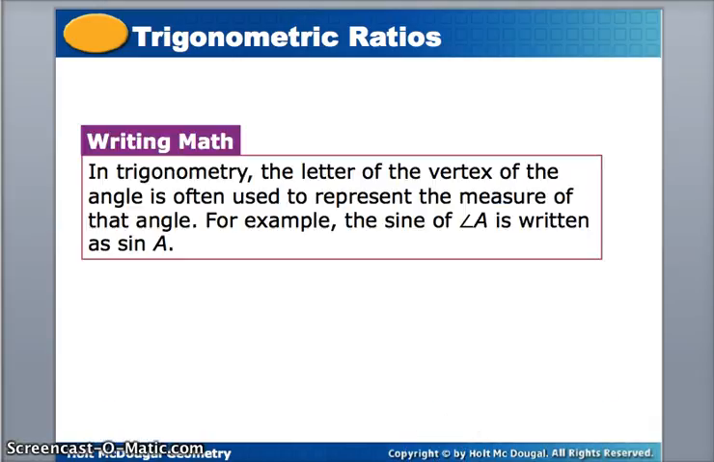Okay. Now, just to make sure you don't get confused when you're working these out, in trigonometry, the letter of the vertex of the angle is often used to represent the measure of that angle. For example, the sine of angle A is just written simply as sine of A. So don't let that confuse you when you don't see the angle symbol.